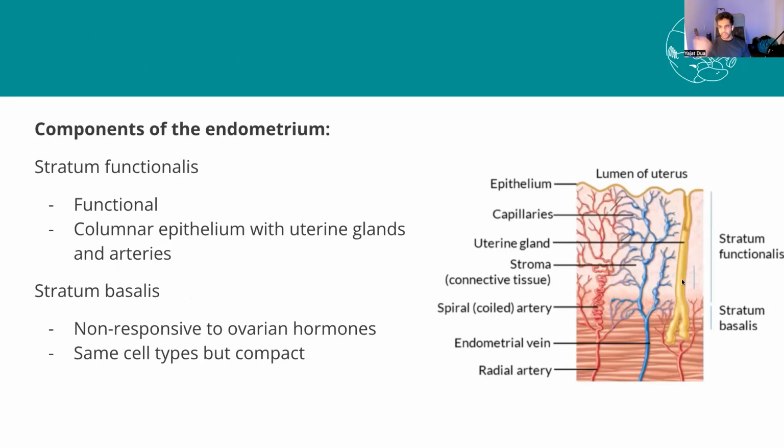The stratum functionalis, as its name says, is the functional part. It responds to the ovarian hormones. It has columnar epithelium, it has glands, and it has arteries, especially these spiral coiled arteries that provide the blood flow to all of this. And then you have the stratum basalis, which is at the bottom. It's not functional. It doesn't respond to ovarian hormones, so it doesn't change at all throughout the cycle, because the only thing that's changing are the ovarian hormones. So if it's not responding, it stays the same. It's the same type of cells, just more compact.